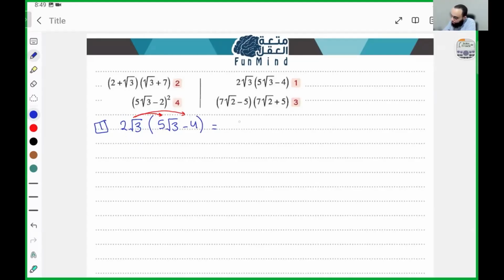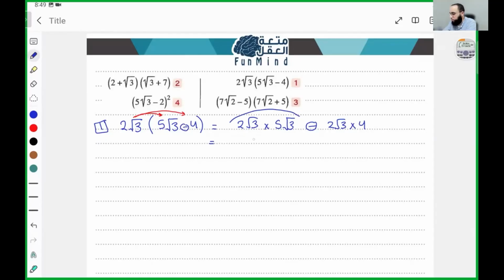The first multiplying process is 2 root 3 times what, Yasara? Times 5 root 3. Minus 2 root 3 times what? Minus 4. No, times 4, because the negative sign we wrote here. Then it's 2 root 3 times 5 root 3, then 2 root 3 times 4, and the negative sign in the middle, I wrote it in the middle also.